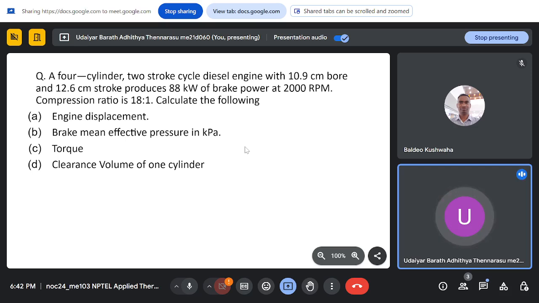So we need to calculate A, engine displacement, B, brake mean effective pressure, C, torque, and D, clearance volume of one cylinder. So we will see how to solve this.